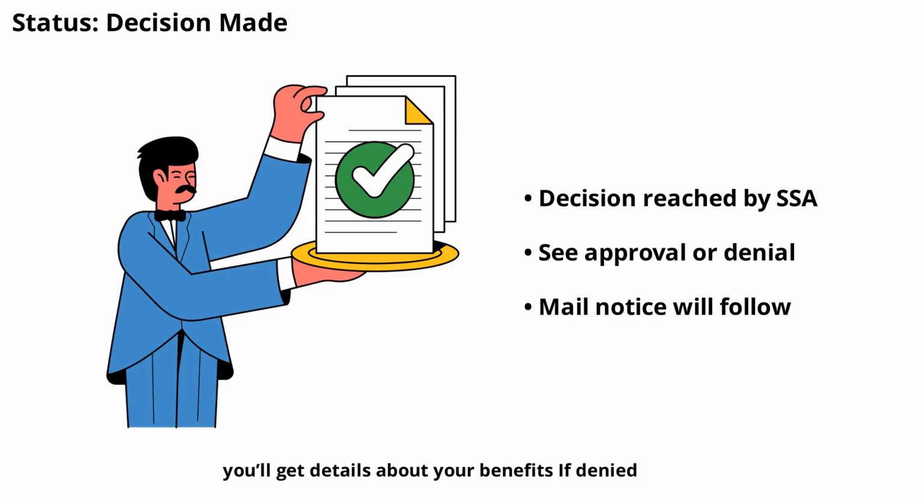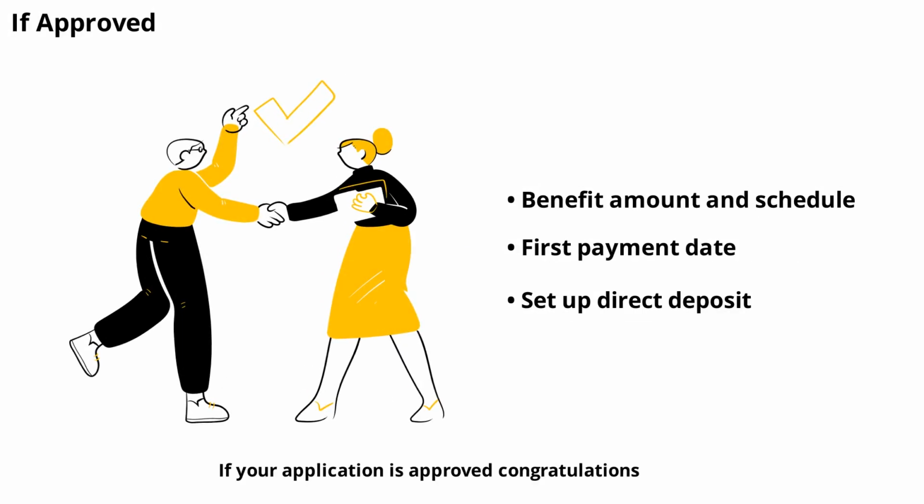The official notice will also be sent to you by mail, but checking online gives you the fastest update. If approved, you'll get details about your benefits. If denied, you'll see information about the appeals process. Let's talk about what to do next, depending on your outcome. If your application is approved, congratulations! Your online account will show details about your monthly benefit amount, payment schedule, and when you can expect your first payment. You'll also receive a letter in the mail with this information. Be sure to review your payment details and set up direct deposit if you haven't already.